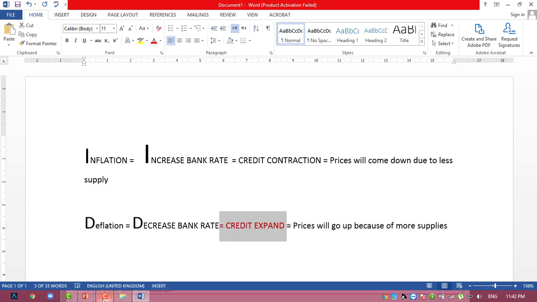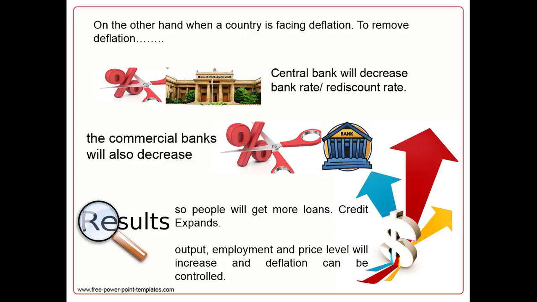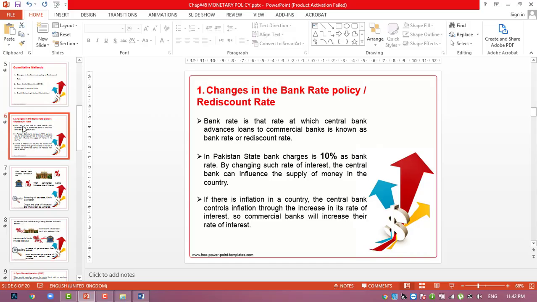Okay, so I hope you understand all about the first heading, that is changes in bank rate policy. Hope you understand, guys.